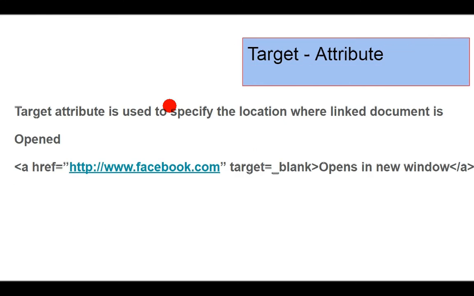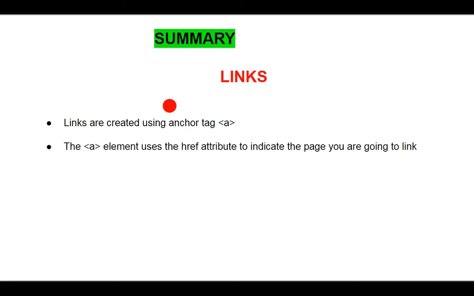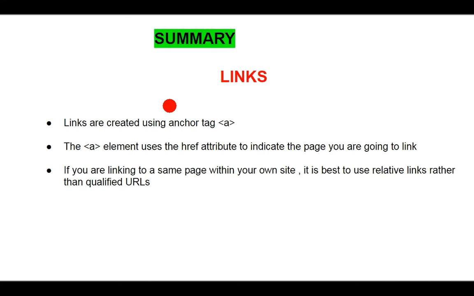Okay, so just to summarize all things, what do links help us with? Links are created using an anchor tag, a. The anchor tag has an attribute href, which indicates the page you want to link to. If you are linking to a page on the same website, then it is best to use relative links rather than the fully qualified link. So if you are using the same website, then we have to use a relative URL, which I explained. A link can be created to open an email program to compose a mail, for example mailto:john@yahoo.com, which I explained in the previous slides.